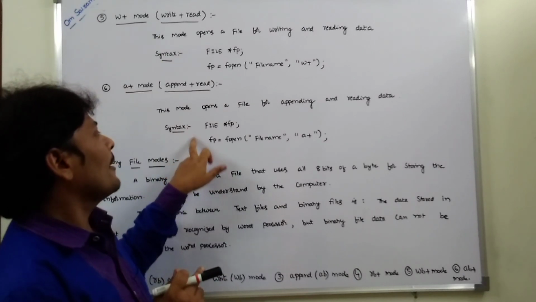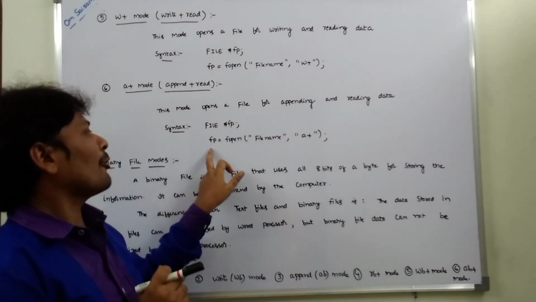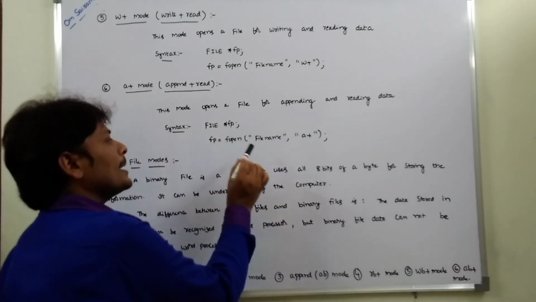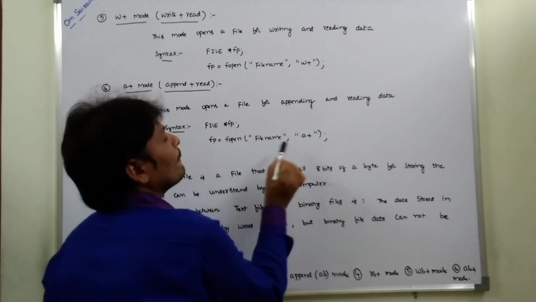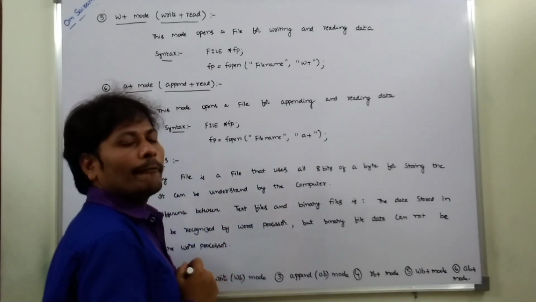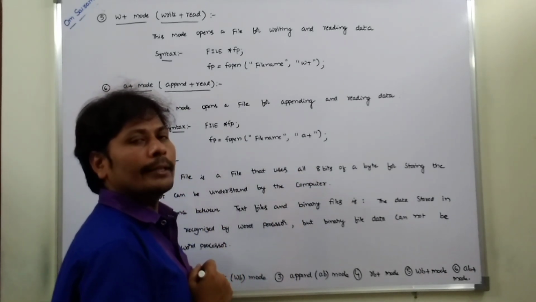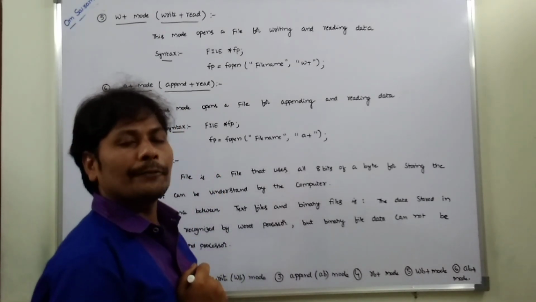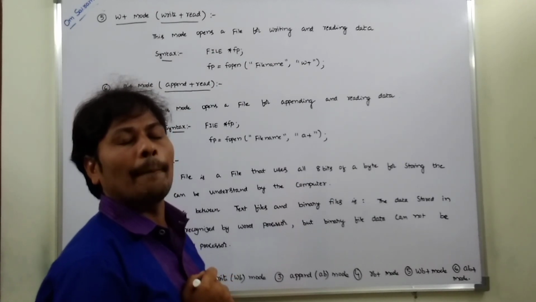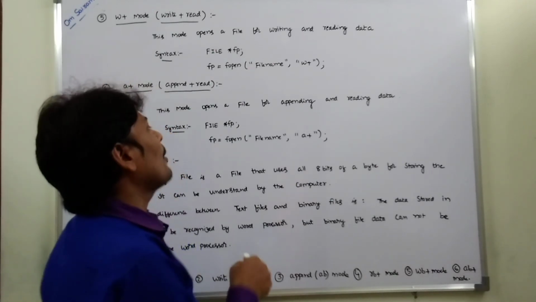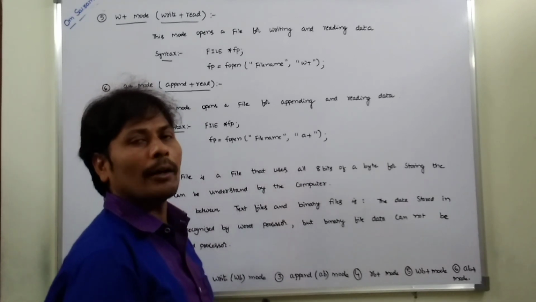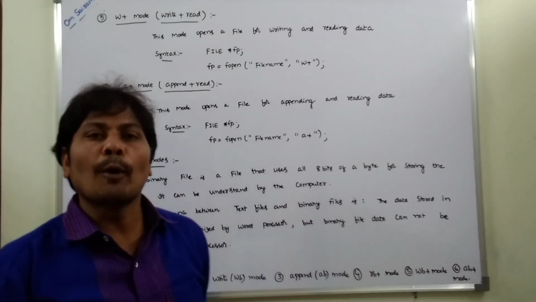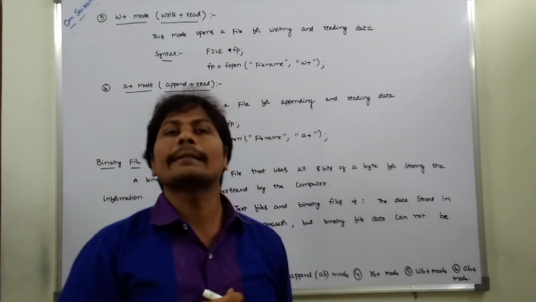The syntax is file pointer fp, fp is equal to fopen file name A plus. So this file is opened with A plus mode for performing both append and read operation. First, we have to perform appending. After successfully completing the appending operation, again we have to perform the read operation on the existing file. So these are the 6 modes that we use in text files.